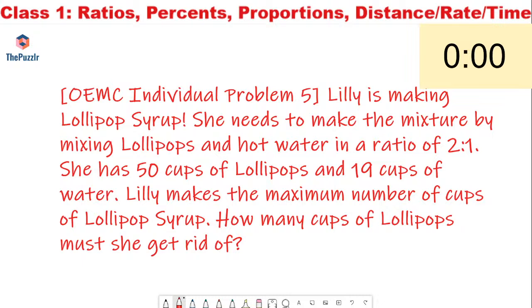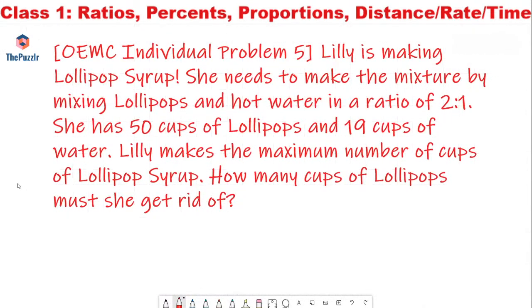Okay, let's try solving this problem. First of all, they tell us that we're going to have some cups of lollipop left over, right? So that might be a hint to us that there are a lot of lollipops. When we try our ratios, we're going to have some cups of lollipop left. Our ratio of lollipops to hot water is 2 to 1. Now, we don't know the number of lollipops that we'll actually use.